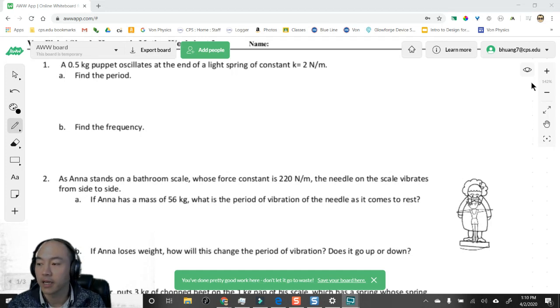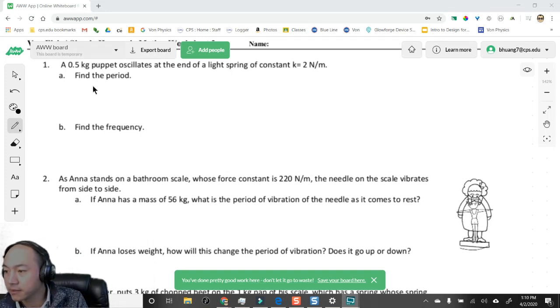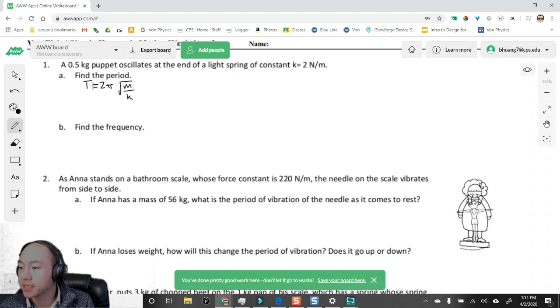So we have the equation from before, from our notes. We know that the period T is equal to 2 pi times the square root of m divided by k, where m is the mass and k is the spring constant. Pi is, of course, the constant 3.1415. 2 is 2, and T is the period. So that's what we're solving for.